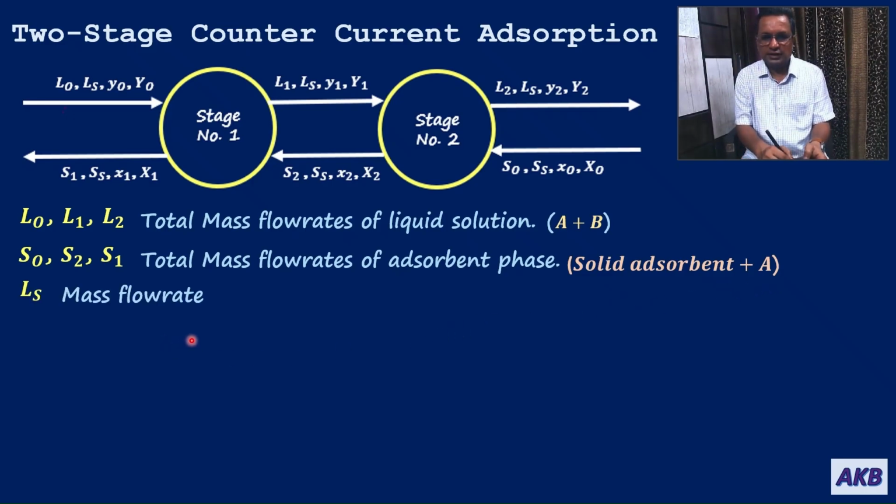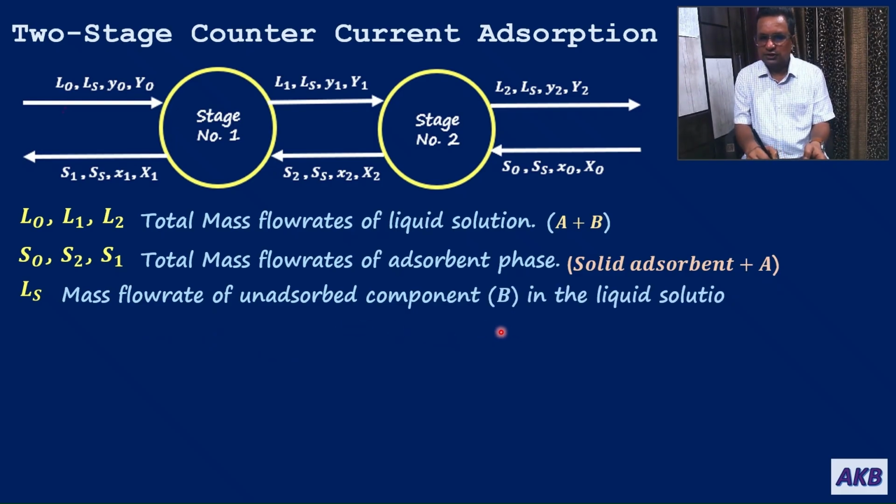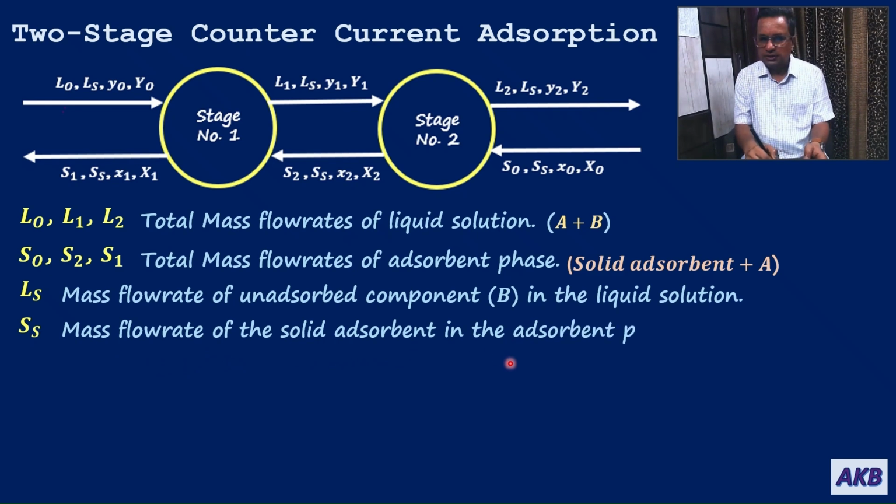Then LS in this case is the mass flow rate of the unadsorbed component, which in this case is B, that is present in the liquid solution. Then you have SS. SS is the mass flow rate of the solid adsorbent in the adsorbent phase. So out of solid adsorbent and E, SS represents the mass flow rate of solid adsorbent.